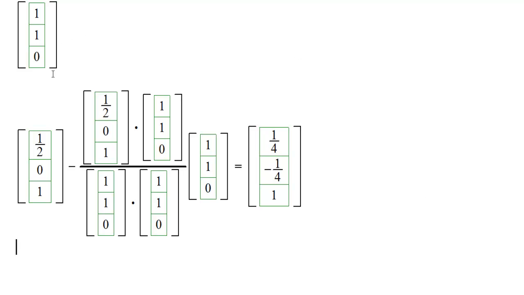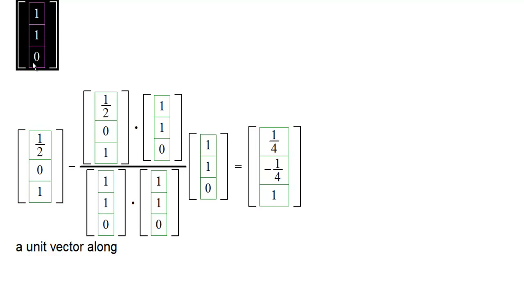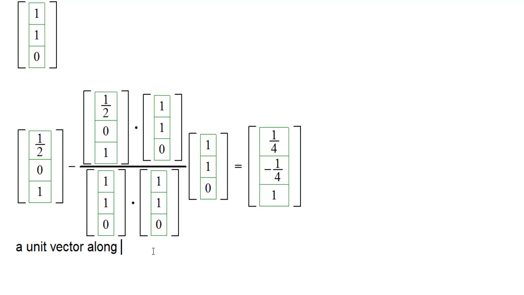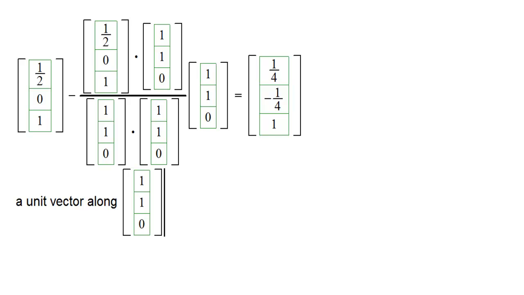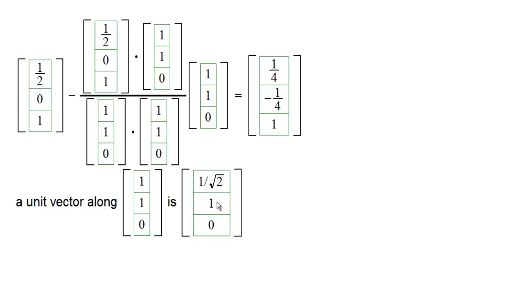And if we would like, let's create a unit vector along this one. So what will be a unit vector along this? Let me just say it is 1 over square root of 2, because square root of 2 is its magnitude, right?